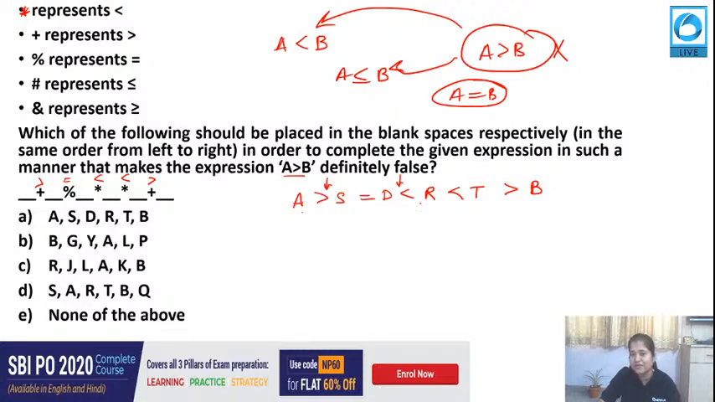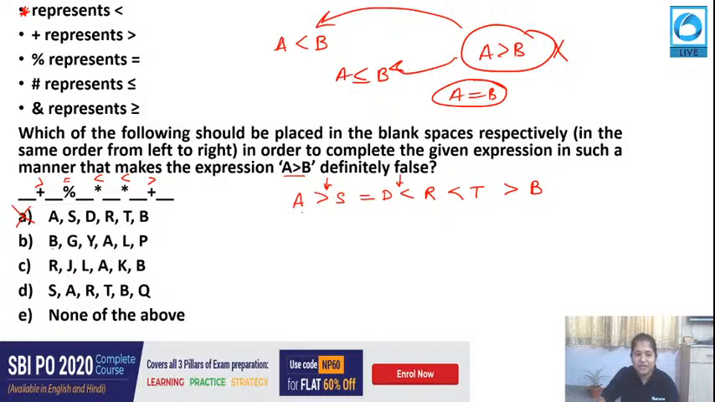Yahan par opposite relationships aa raha hai, that means you cannot determine the value between A and B. Now, this can be false, this can be true as well. Toh, ye hamara definitely false nahi hai. This one will come under maybe false. So, first wala aapka answer nahi hoga.